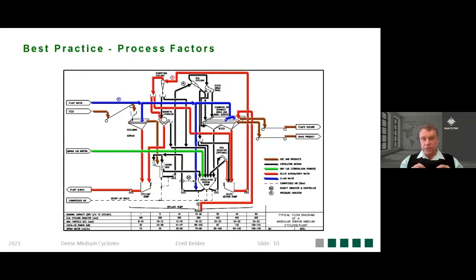Each of these streams has the ability to eventually influence the performance of the dense media cyclone. And the focus is normally only on the cyclone. So whenever there's inefficiency, that unit gets blamed. But people forget that there are other process streams, and we need to make sure that those process streams are maybe not the cause of this problem.